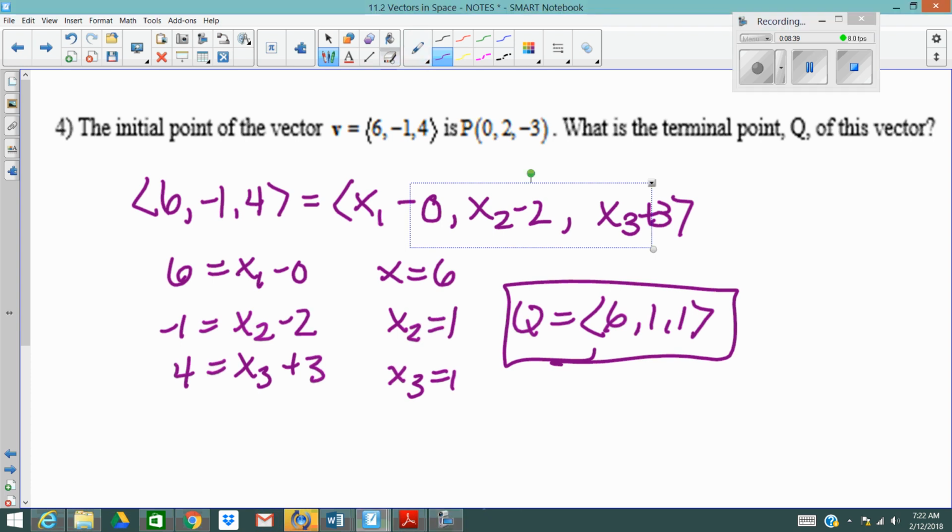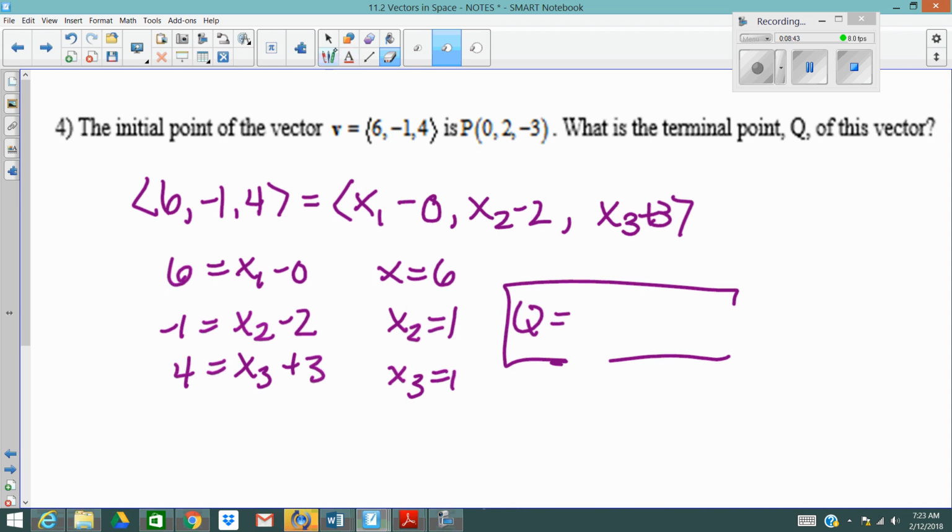And I misspoke. This is not a vector. This is a point. Point q is 6, 1, 1.